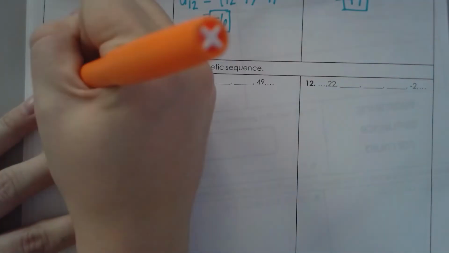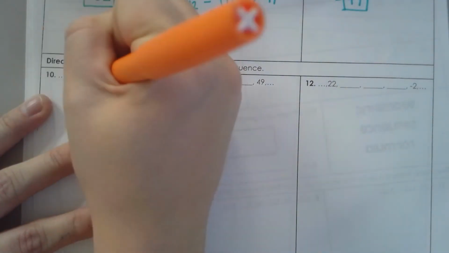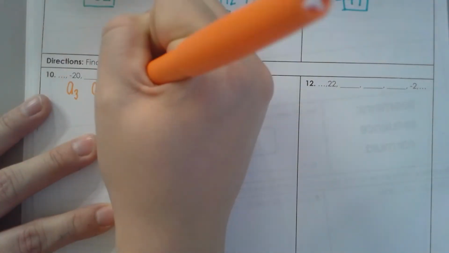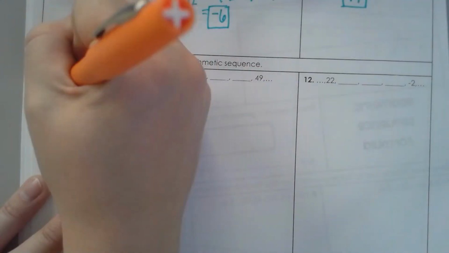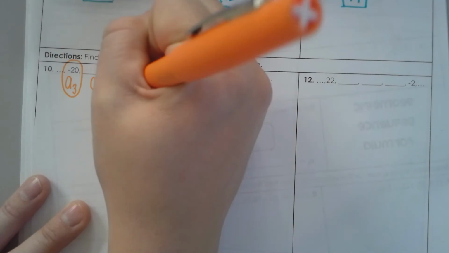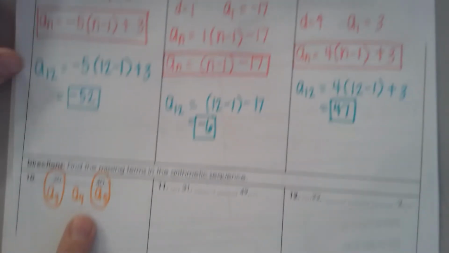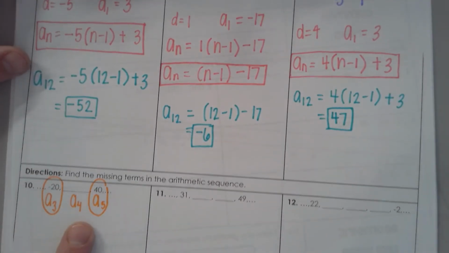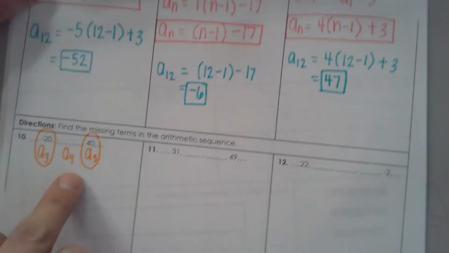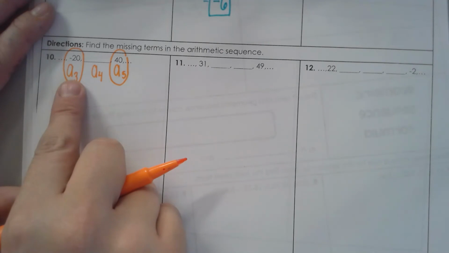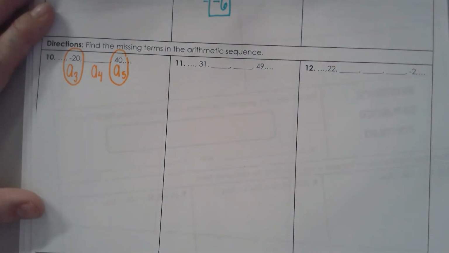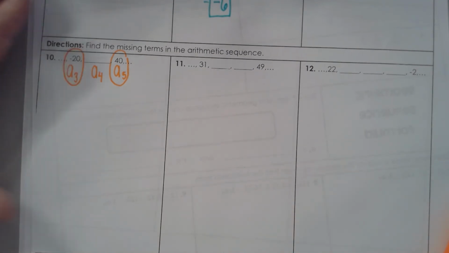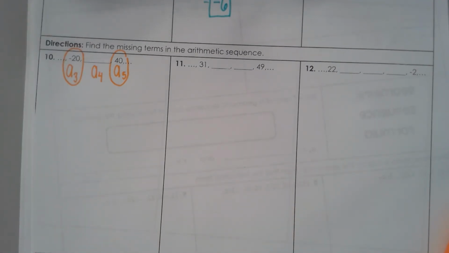So I could label it A3, A4, and A5. And I can use those 2 numbers in the formula up here. As long as you get consecutive terms, like I couldn't make it A3, A2, A9. They have to be 3 in an order. 1, 2, 3. 1, 2, 3, 4, 5, 6, 5, 6, 7.